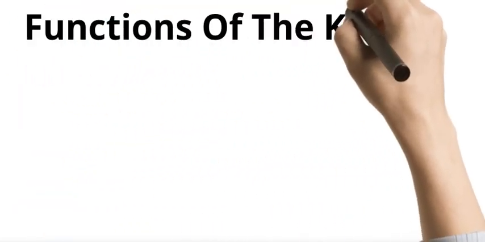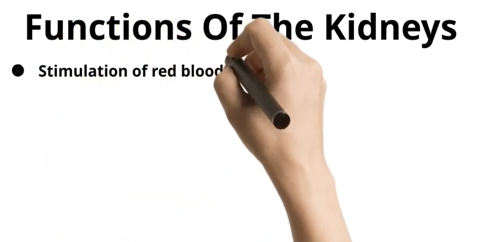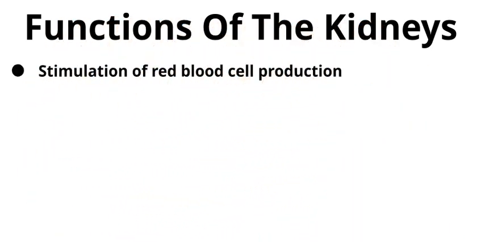The kidneys have quite a number of functions. However, I would want us to consider just a few. The first is the stimulation of red blood cell production. The kidneys are known to produce erythropoietin, which prompts red bone marrow to make red blood cells.